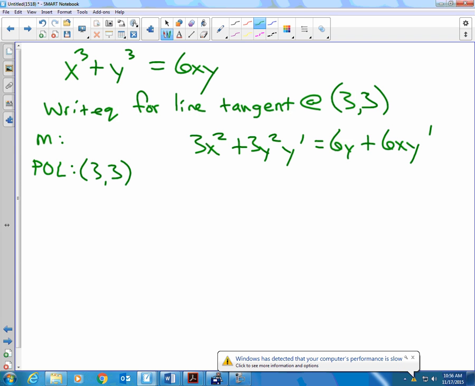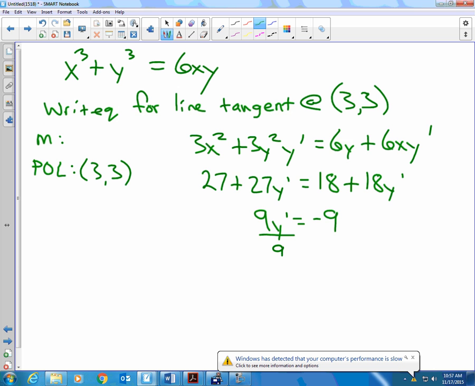So if you want to at this time, just plug in 3 for x. 3 squared times 3 is 27, plus 3 squared, 27y prime equals 6 times 3, 18, plus 18y prime. So we're trying to solve for y prime, right? So I'll subtract. I get 9y prime is equal to negative 9. Divide both sides by 9, and I get y prime is negative 1, my slope.